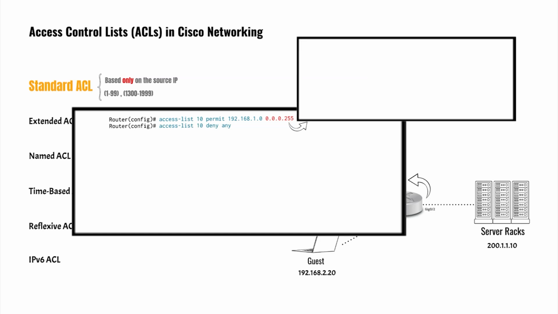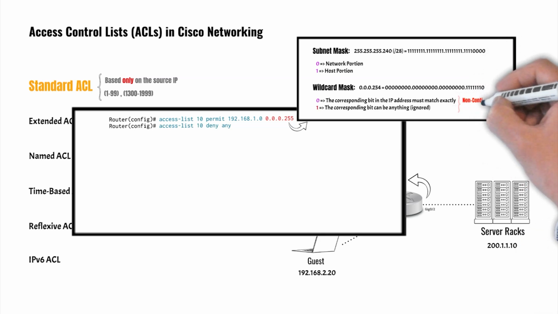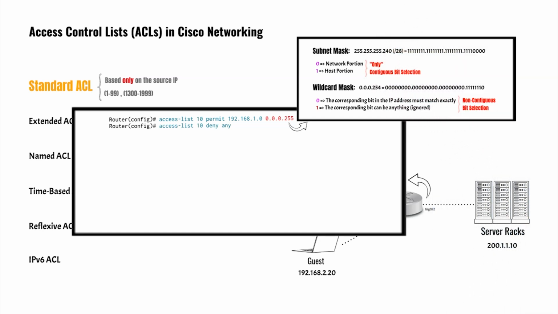A wildcard mask in ACLs determines which parts of an IP address must match exactly and which can vary. Unlike a subnet mask, where ones represent the network portion and zeros represent the host portion, a wildcard mask works in reverse. Zeros mean must match, and ones mean can be anything. This flexibility allows for non-contiguous matching. For example, a wildcard mask of 0.0.0.254 matches every even-numbered IP by forcing the last bit of the last octet to be 0, a capability that a subnet mask cannot achieve.